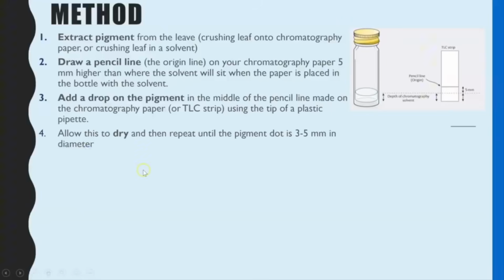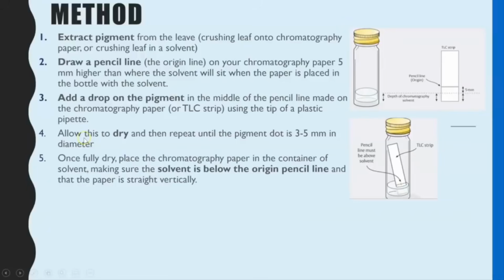Whichever method you go for, you'd have to let that drop completely dry and then repeat this over and over, because you need to have enough pigment on your chromatography paper that when the pigments do dissolve and separate, they are visible. So approximately you might need to make your dot about 3 to 5 millimeters in diameter, and by the time it's that large, you should have enough pigment.